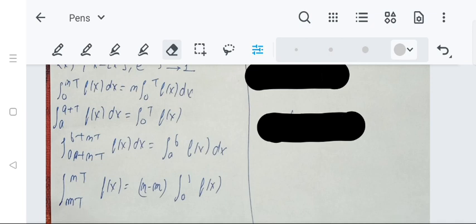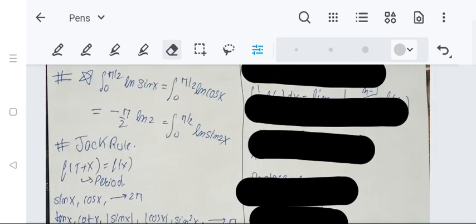And mT and nT are the limits. Then its integral will be n minus m times T, that is upper limit minus lower limit, times the integral from 0 to T of that function.